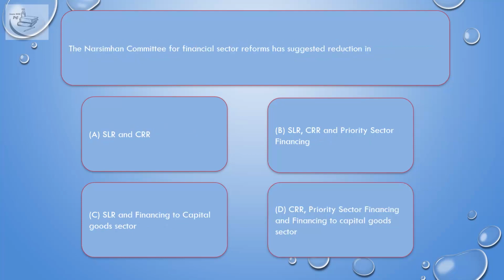Question: The Narasimhan Committee for Financial Sector Reforms has suggested reduction in A. SLR and CRR, B. SLR, CRR and priority sector financing, C. SLR and financing to capital goods sector, D. CRR, priority sector financing and financing to capital goods sector. Correct answer is B. SLR, CRR and priority sector financing.